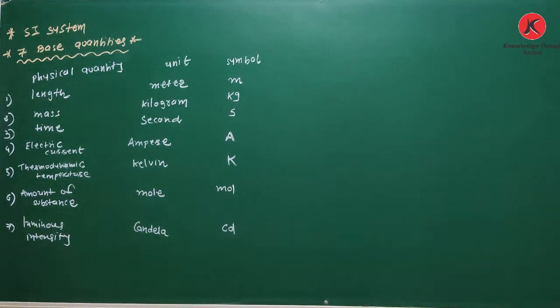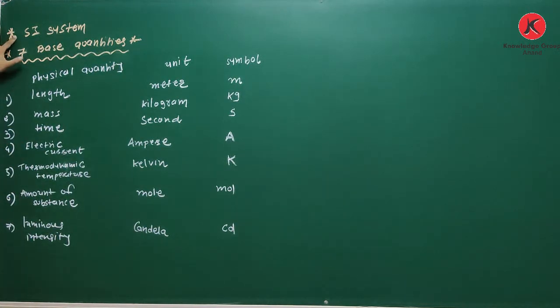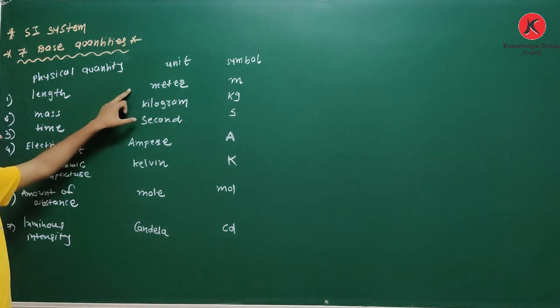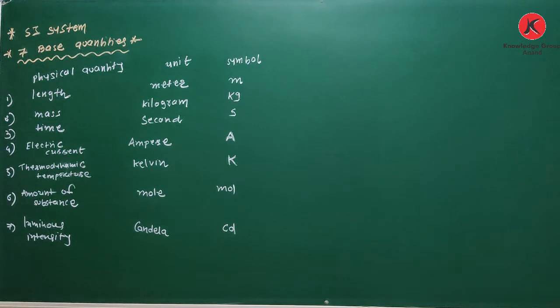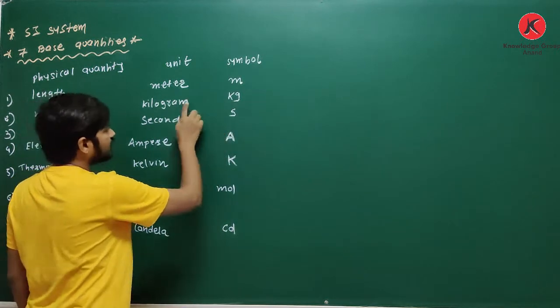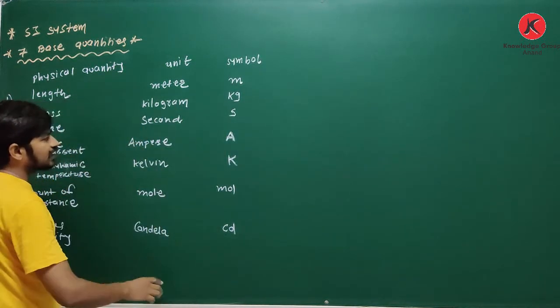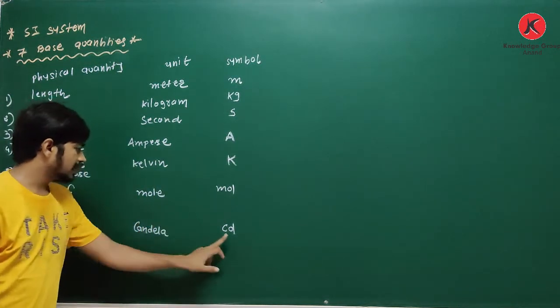Clear about this? So yes, you have to remember this table. In SI system there are 7 base or fundamental quantities: length, mass, time, electric current, thermodynamic temperature, amount of substance, and luminous intensity. Their units are respectively meter, kilogram, second, ampere, Kelvin, mole, and candela. And how to write their symbols? Small m for meter, kg for kilogram, small s for second, capital A for ampere, capital K for Kelvin, mol, cd.